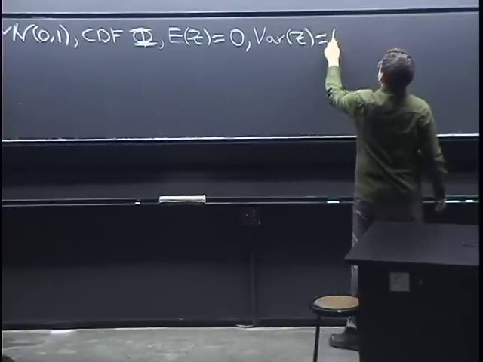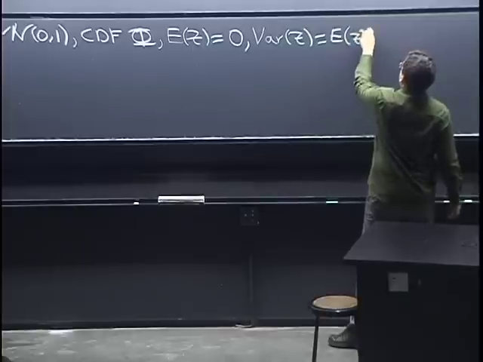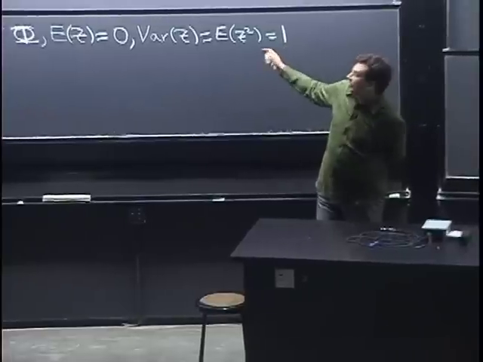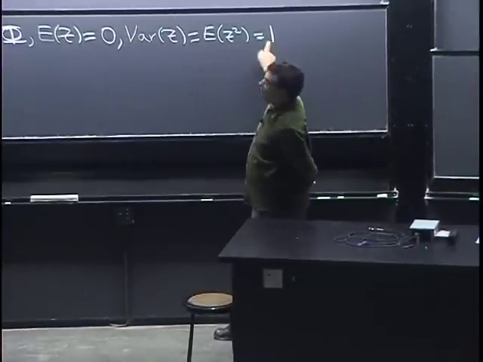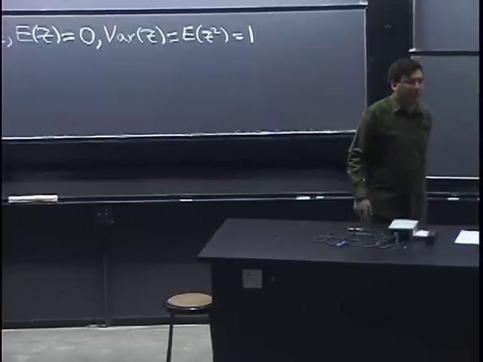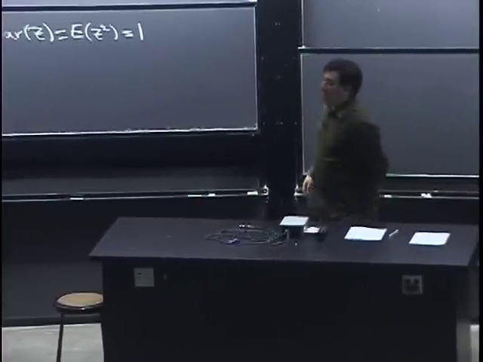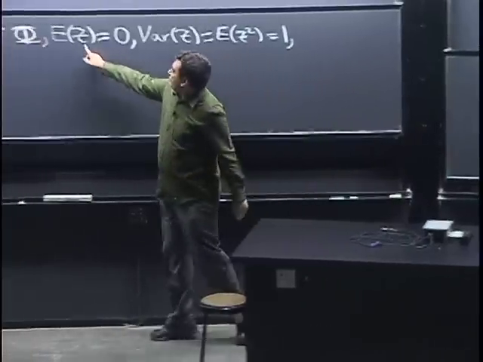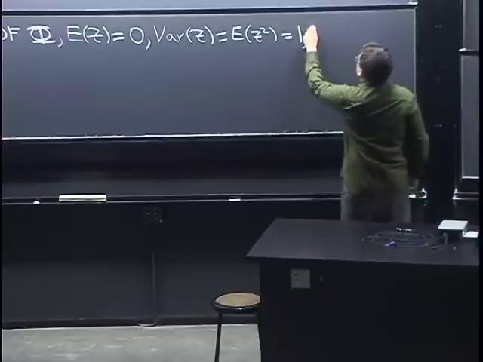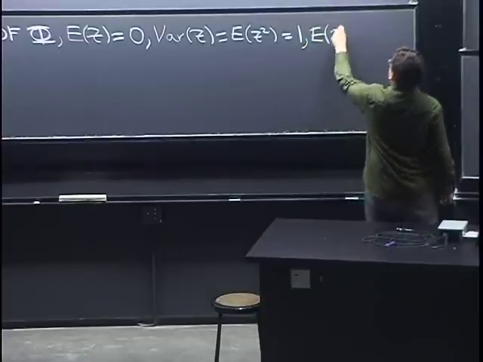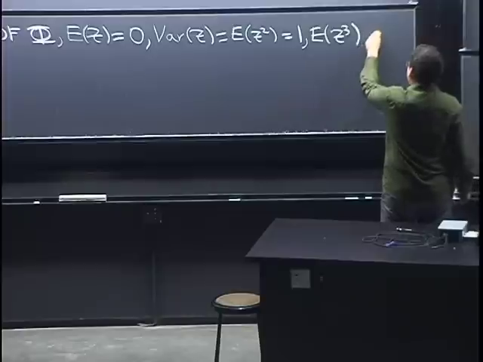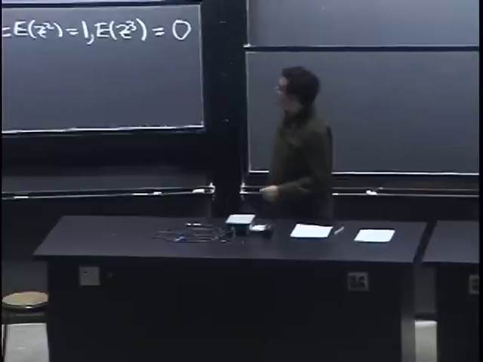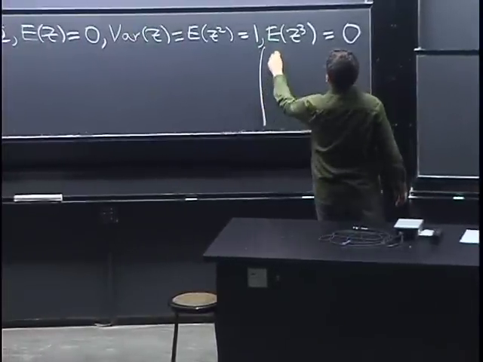The variance, in this case, is E of Z squared, which equals 1, because variance would be E of Z squared minus E of Z squared the other way, but that's 0. So that's 1. That we computed last time using integration by parts. And if we wanted, this by the way is called the first moment, second moment. If we wanted E of Z cubed, this we didn't talk about last time, that's going to be 0 again.